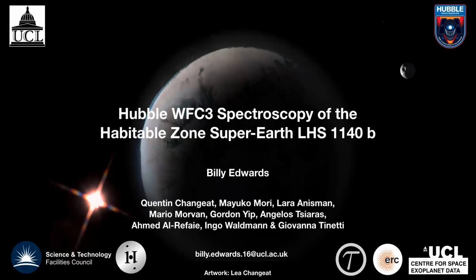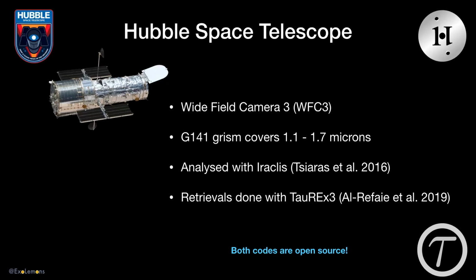I'm delighted to get to talk to you today about some work I did last year, looking into this habitable zone Super-Earth LHS 1140b with the Hubble Space Telescope. As many of you know, the Hubble Space Telescope is the only space-based facility currently operating and providing infrared spectroscopy. Here we're using the Wide Field Camera 3. The most widely used mode of this is the G141 grism, which covers around 1.1 to 1.7 microns, and is used to study a whole host of different exoplanet atmospheres.